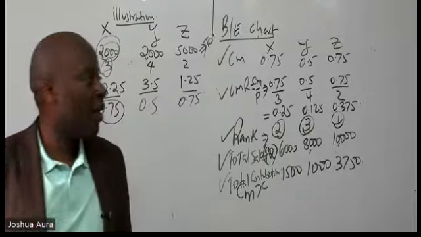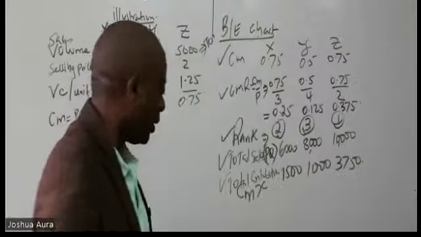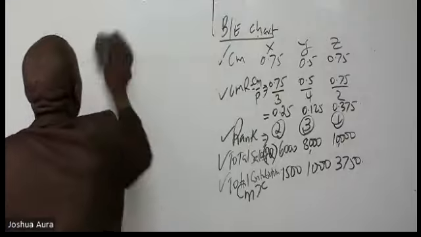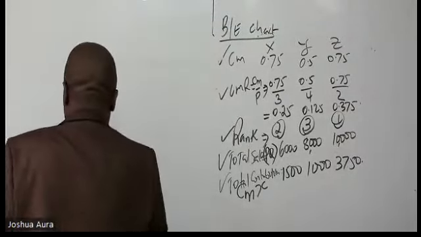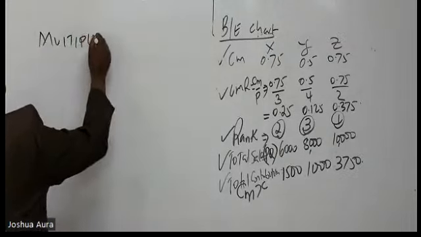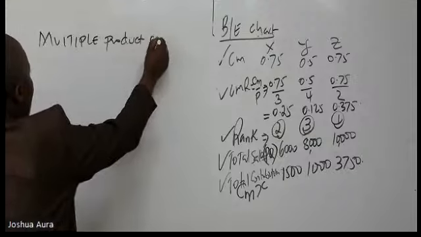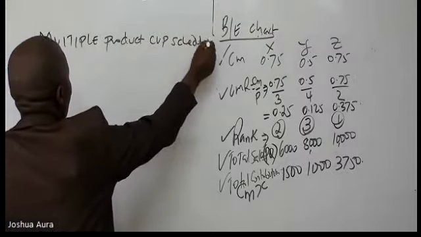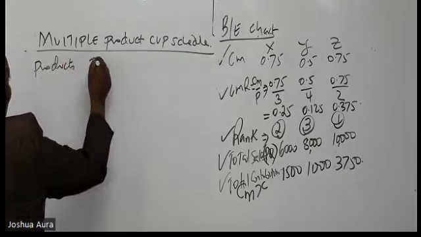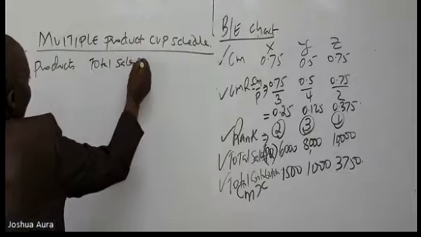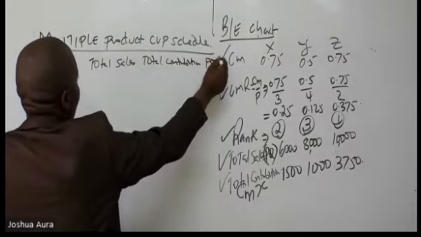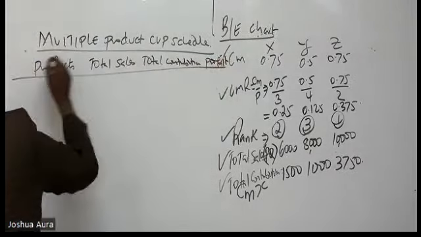So from there, we shall come and give our examiner the multiple product CVP schedule. We start with the products here. Then we have the total sales. Then we have the total contribution. And then the last one is the profit. Please draw something like this.